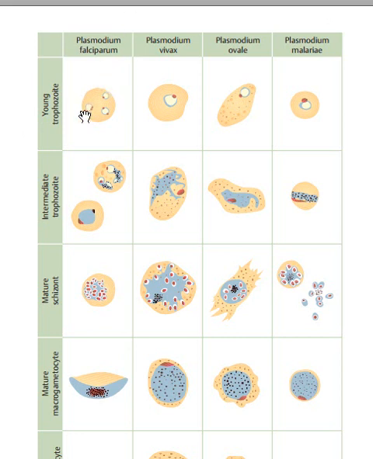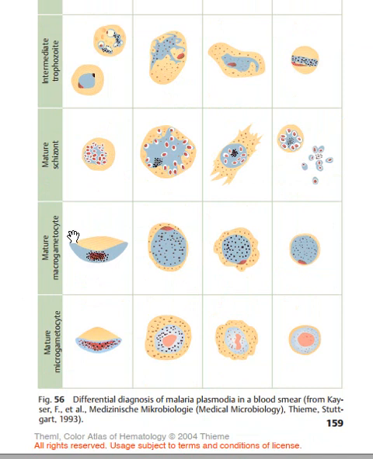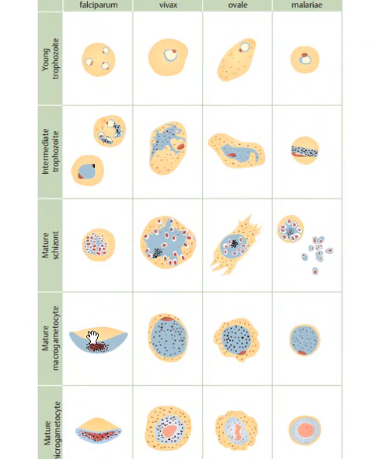For Plasmodium falciparum, this is the young trophozoite form. This is the intermediate trophozoite form. This is the schizont form, the mature schizont form. This is the mature macrogametocyte, and this last one is the microgametocyte. Is it clear? So all this is going to show you the diagram now of the different species.